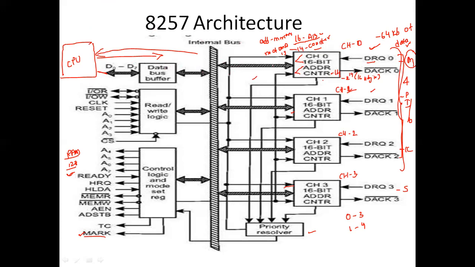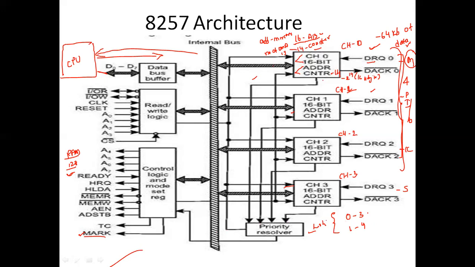What is the purpose of the priority resolver? Out of these 4 channels, 1 to 4 or 0 to 3, deciding which one has the highest priority is done by the priority resolver.